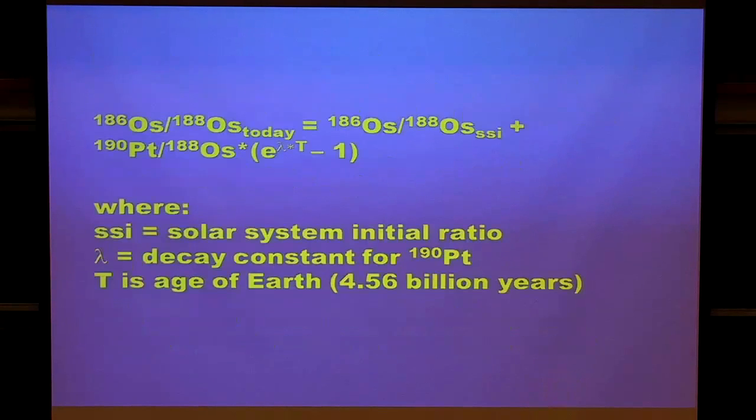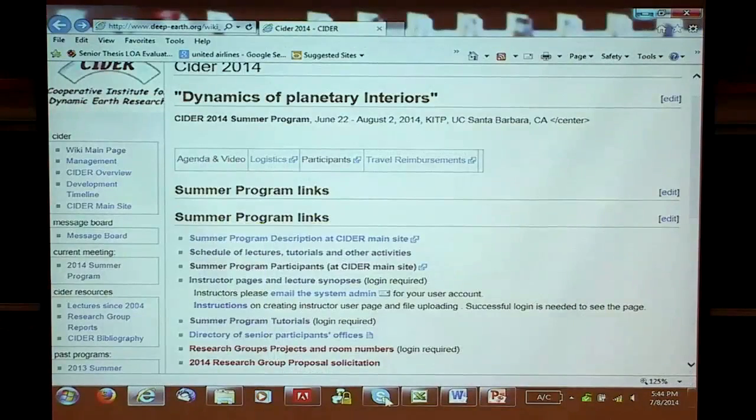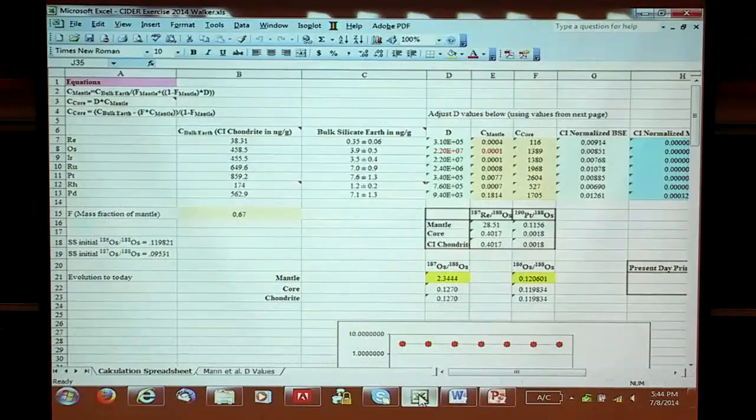Okay. And then finally, osmium 186, same thing. We measure platinum, and we measure osmium, and see how this system evolves to the present. Okay, so that's all I have to say. I just want to show you the spreadsheet and give you a really quick overview of it. So this is what it looks like. Hopefully you have something like this on your computer.